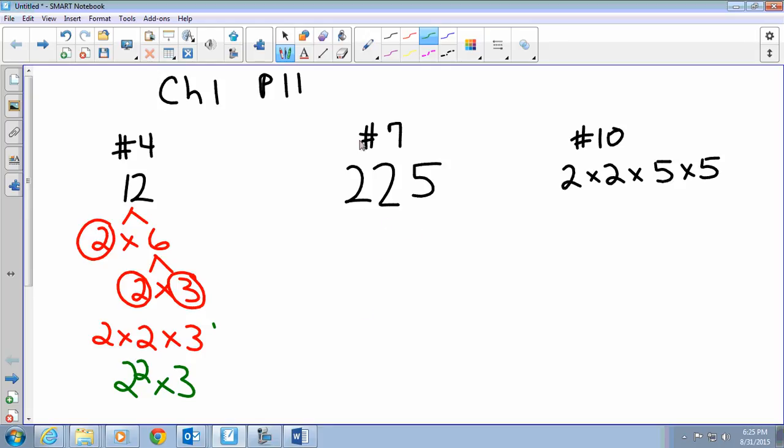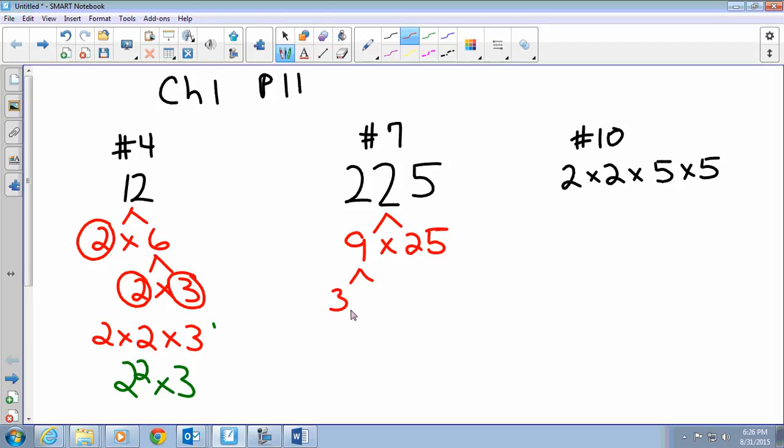Number 7 is a little bit harder, a little bit tougher problem, 225. But once again, you're thinking what times what gives me 225. Now, if you know your quarters, if you have $2.25, how many quarters goes into $2.25? We have 9 quarters. So 9 times 25 gives me 225. 9 is a composite number and 25 is a composite number.